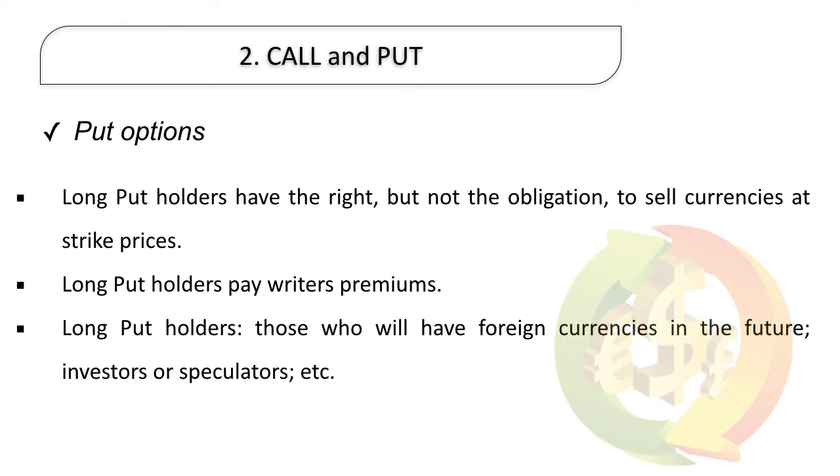So, who do you think would be the put option holders? They are those who have incomes in foreign currencies and want to prevent the exchange rate fluctuation risks, for example, export companies.